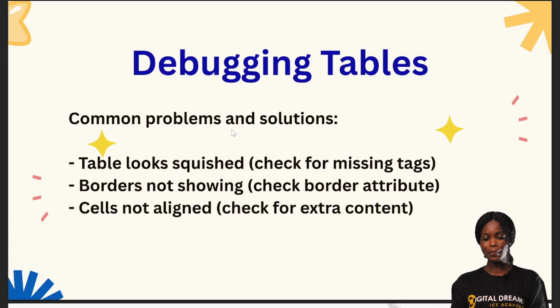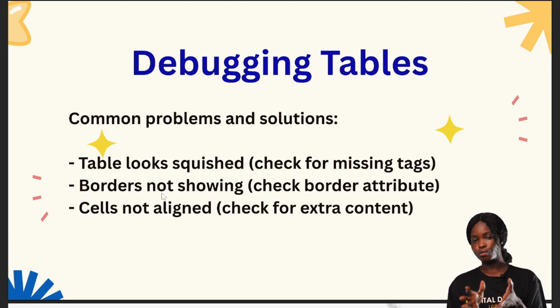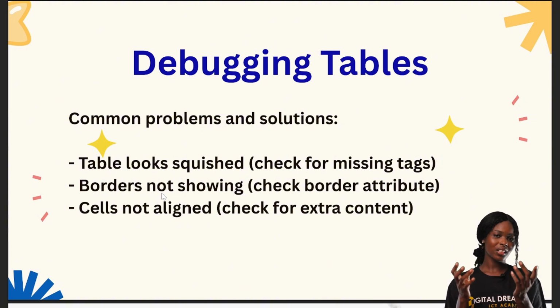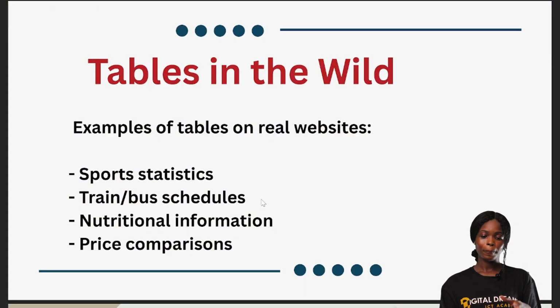Now, when you see that there's a problem with your table, there's a way to figure it out. That is what debugging does. Debugging is when you have an issue in your table, you just go through it. What you have to do, you check for missing tags yourself, like I said before. And if your borders are not showing, just like the first time I showed you my table using live server, the border wasn't showing. I had to go back and I added a border in my table. Now you have to check if cells are not aligned.